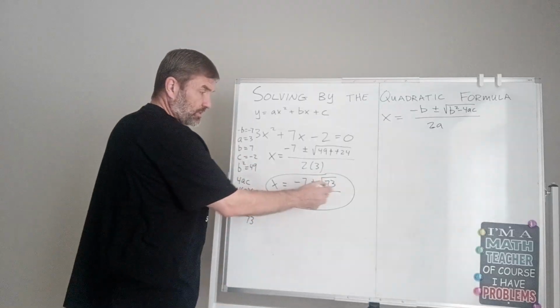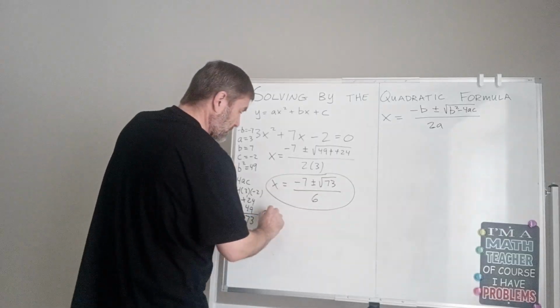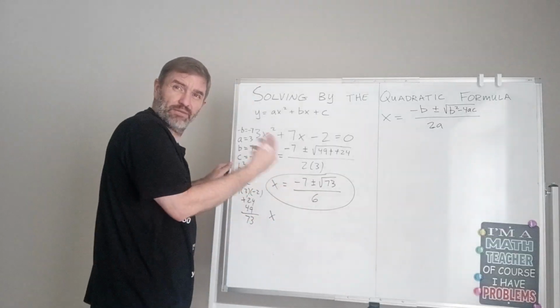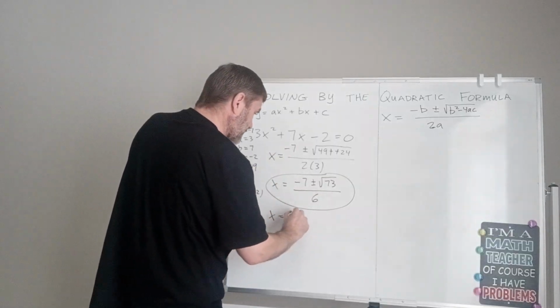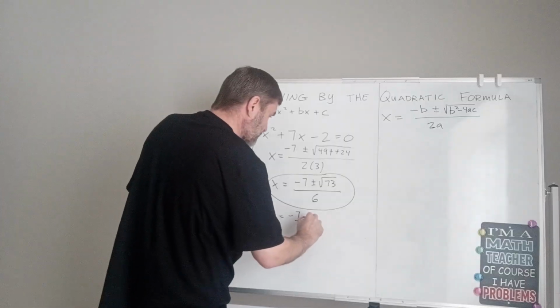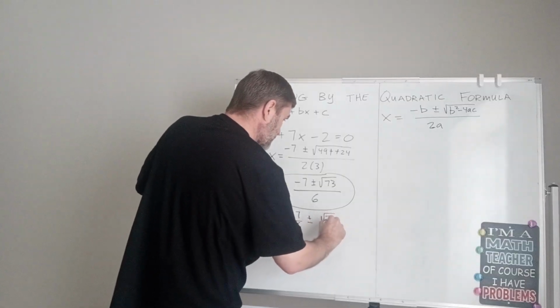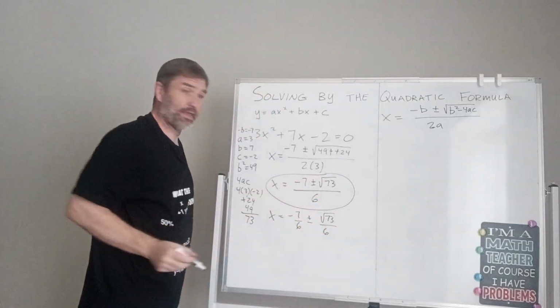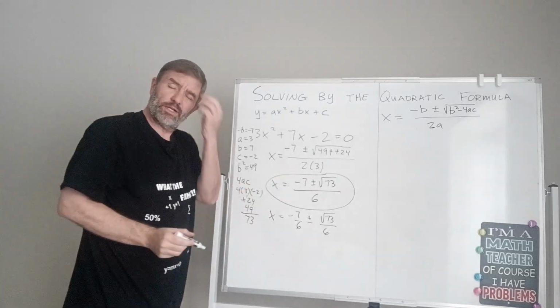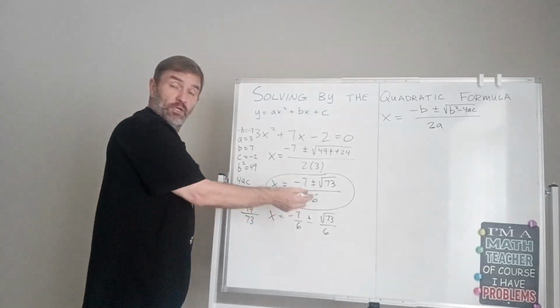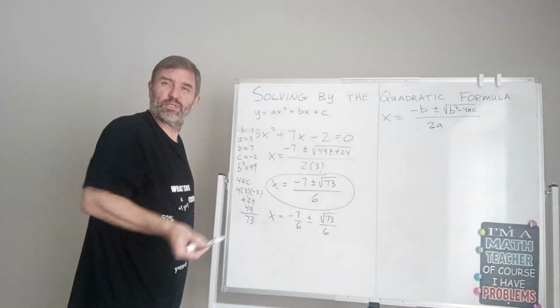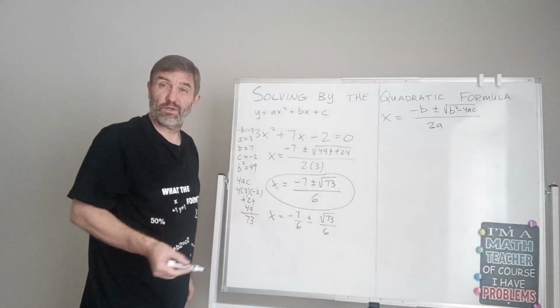Okay, now sometimes they'll split this up. I'll write it so you can see it. I don't like it, I'll leave it like that. But every once in a while you'll see it split up like negative 7 over 6, plus or minus what? The square root of 73 over 6. So when you're adding and subtracting the numerator and just a single denominator, you can split the fraction like this. Now typically they only do that when you can simplify one or the other.